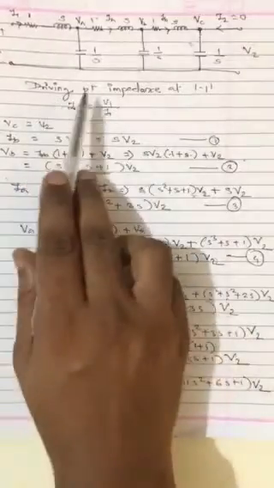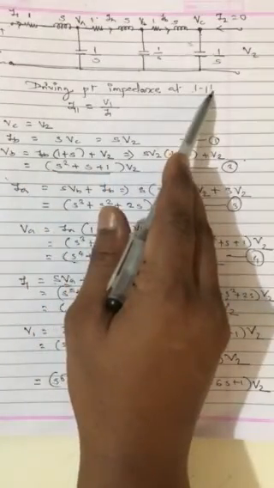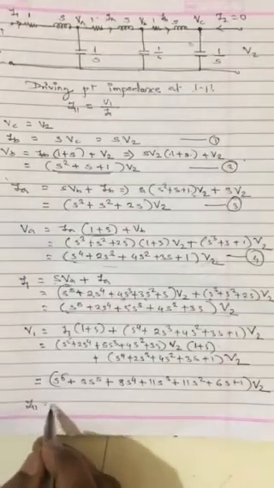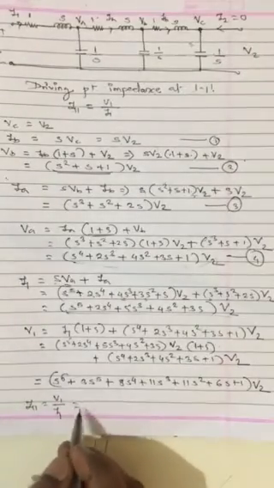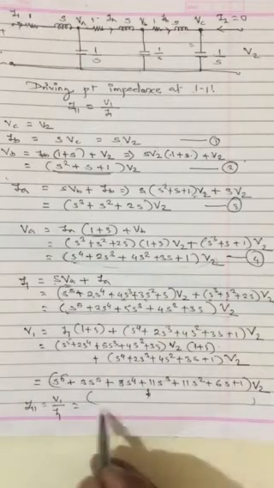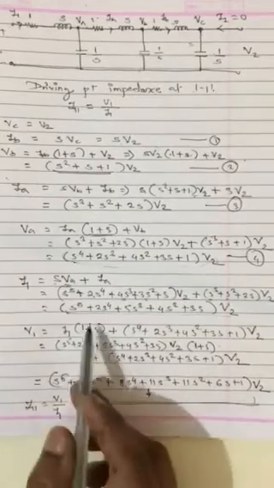It is driving point impedance at 1 dash. Okay, so Z11 we have to calculate. Z11 is equal to V1 by I1. V1 is nothing but this whole term. This is V1 divided by I1.